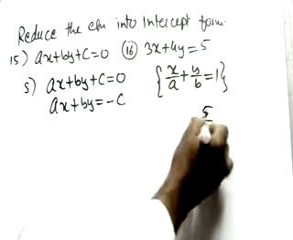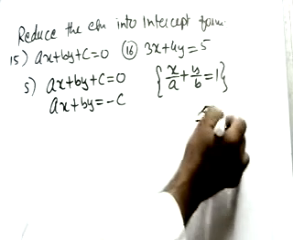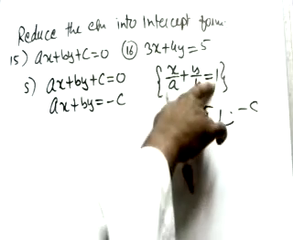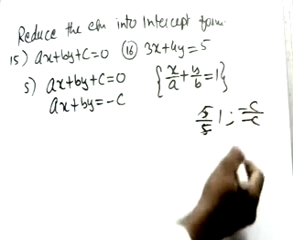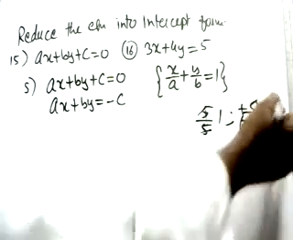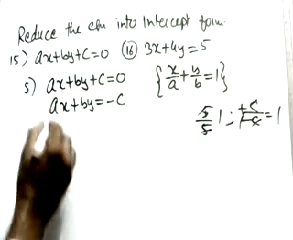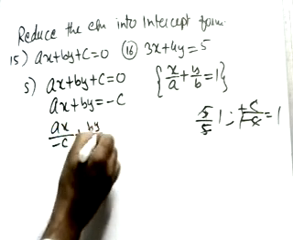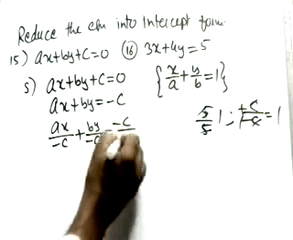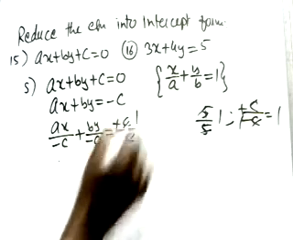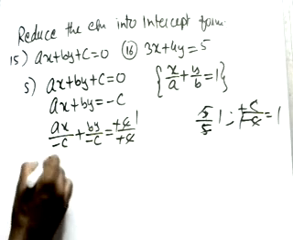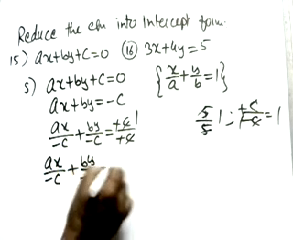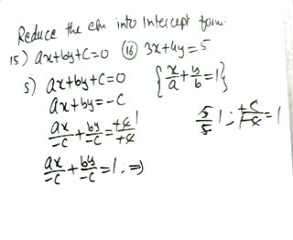Suppose we have 5. To change it into 1, we have to divide by 5. 5 by 5 will be 1. In the same way, we have minus c, but we want 1 here. So divide by minus c. Minus minus cancel, and we get 1. So divide each term by minus c. This will be ax by minus c plus by by minus c equals minus c by minus c. Minus minus will get cancelled. This is 1. So what is left here is ax by minus c plus by by minus c equals 1.